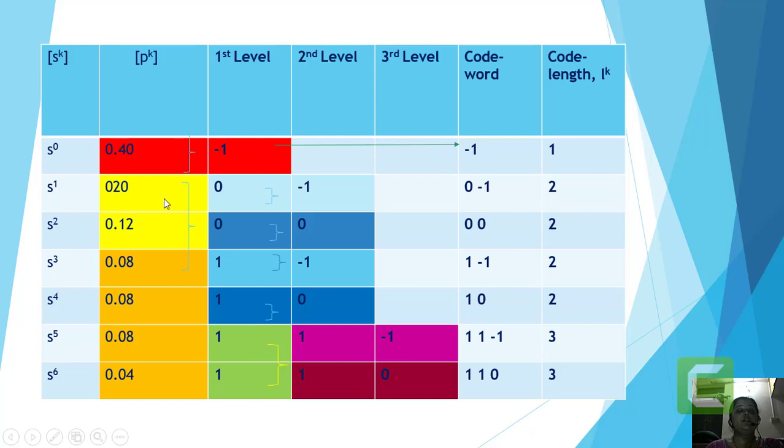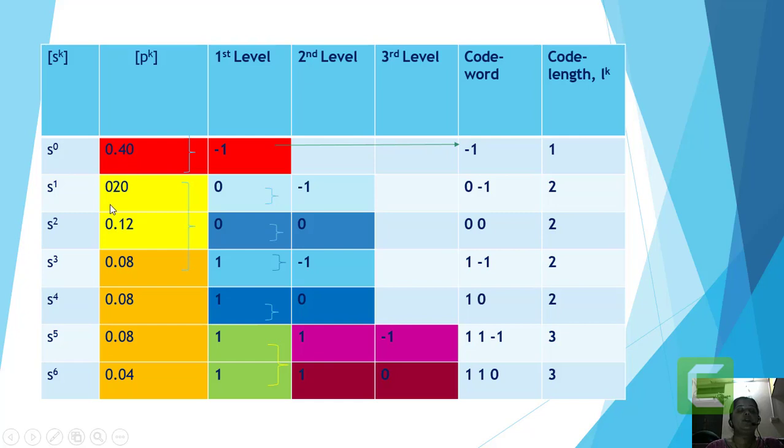Once we have written the first 2 columns, we go for the first level arrangement. In the second step, we want groups of nearly equal probability, and the number of groups must be equal to the value of m, which for this numerical is 3. So we have to divide the given probabilities into 3 groups with nearly equal probability value.